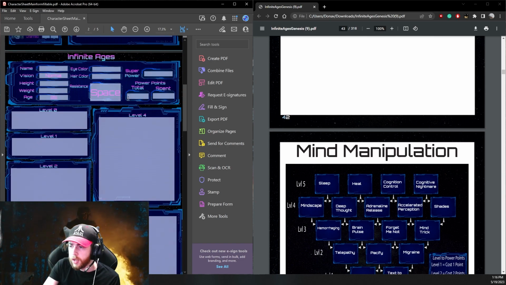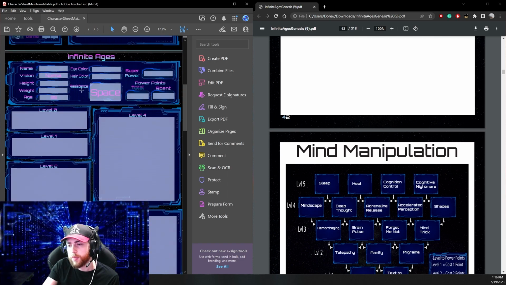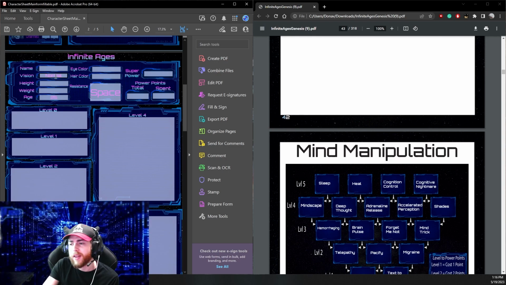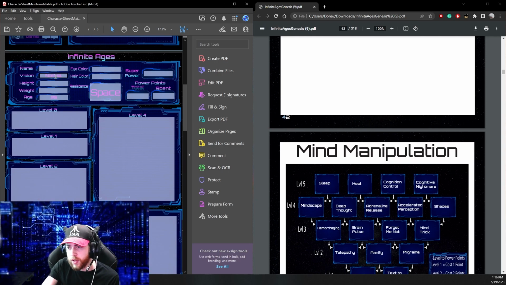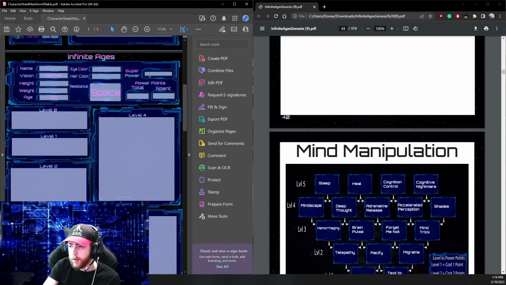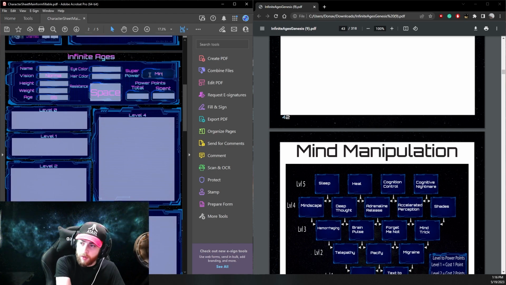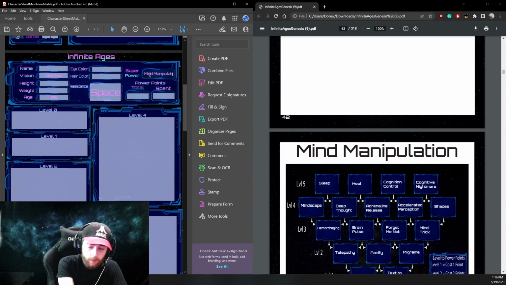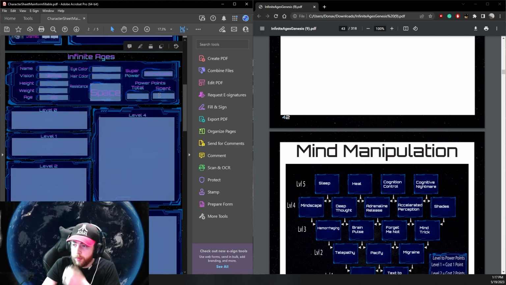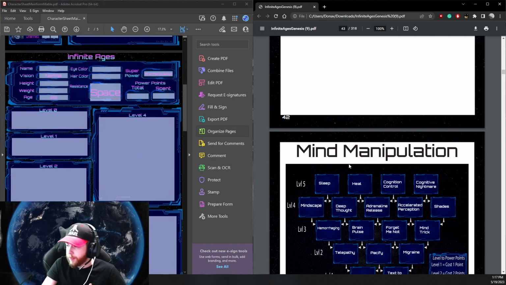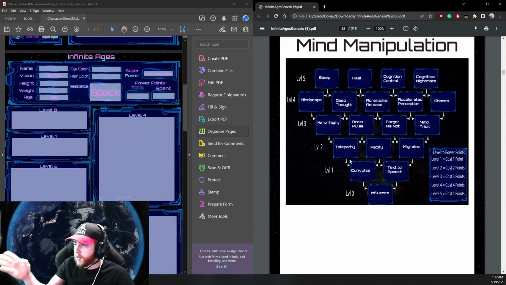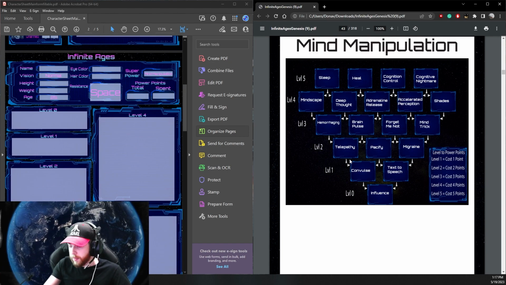So we'll scroll on down. Your second sheet is going to be for your height, your weight, your age, some personal characteristics, and then your superpower. So for superpower, we're doing mind manipulation. Cool. So this is the mind manipulation skill tree.